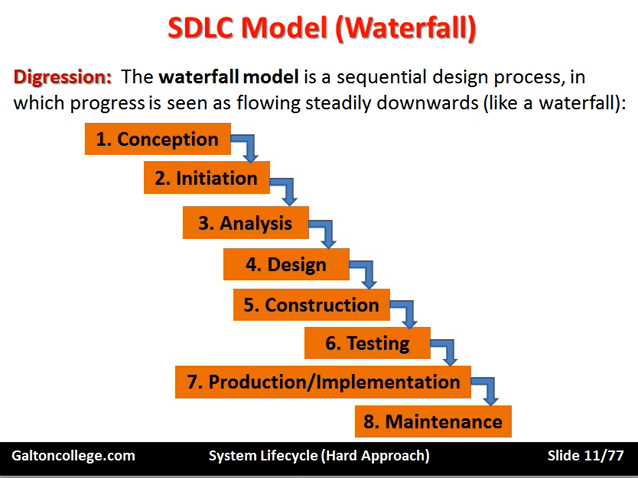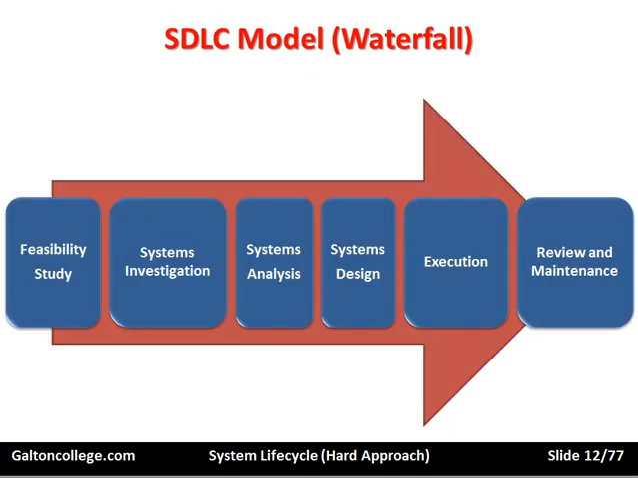If we just take this concept and rewrite it, change it around slightly, we could get something like that. Again, it's the waterfall system. We start with a feasibility study, we go to systems investigation, systems analysis, systems design, execution, making the thing, and then review and maintenance. So we start with a feasibility study. We start here, in this case, further along the line. We don't start with the idea. We could factor the idea into the feasibility study.